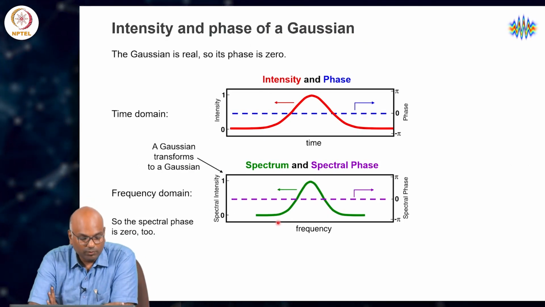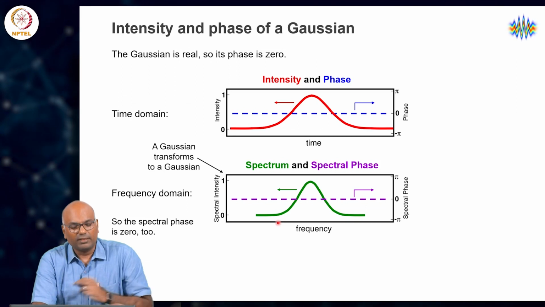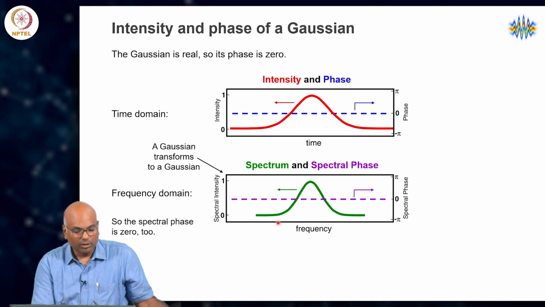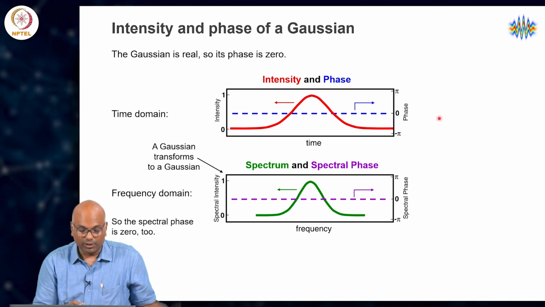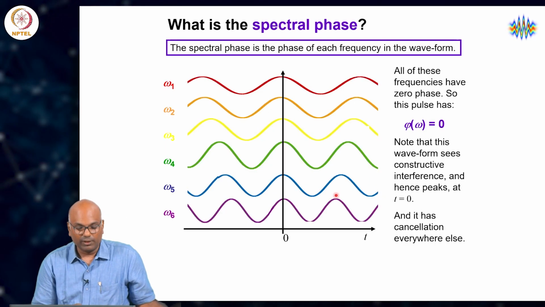Okay. Now we considered examples like the Gaussian pulse. I will not dwell on this too much, with the flat spectral phase set to 0 across in the time domain and the frequency domains.